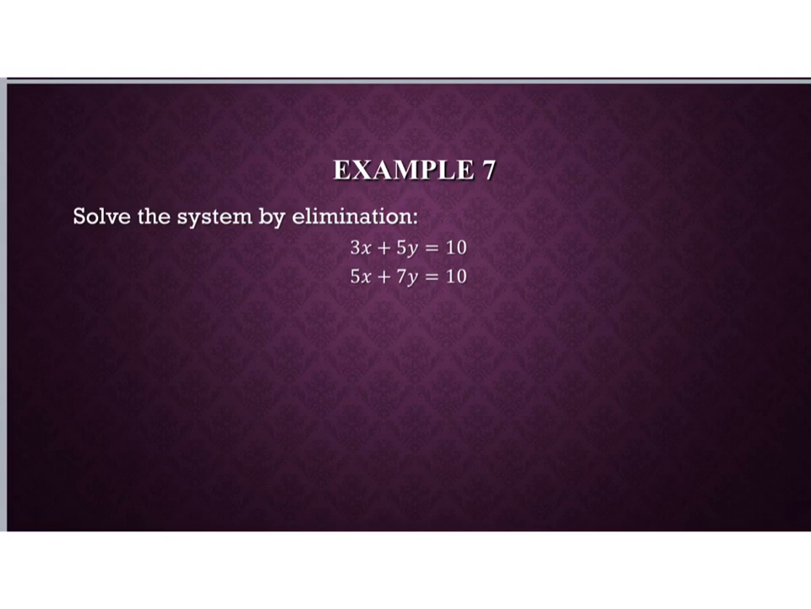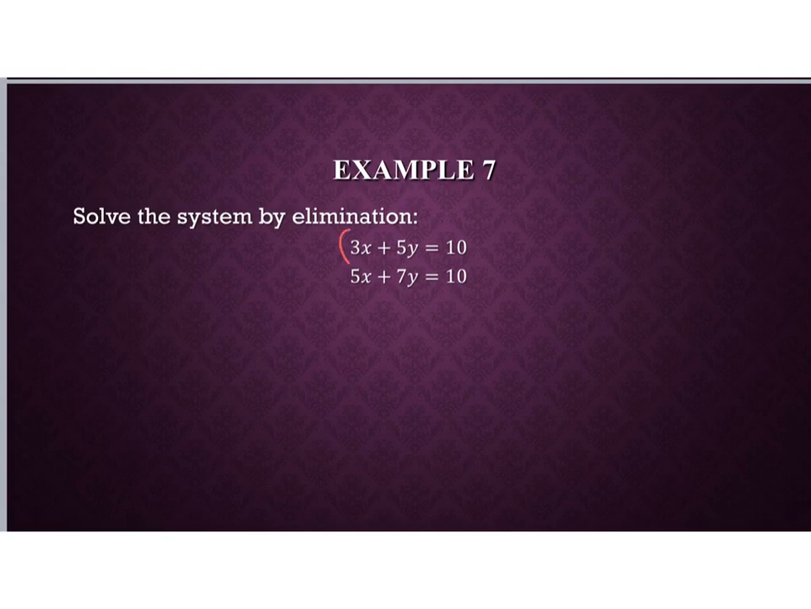For my last example, I have 3x plus 5y equals 10, and I have 5x plus 7y equals 10. Now here, both x's have positive coefficients. Both y's have positive coefficients. They're both different numbers, so I'm going to have to multiply both equations by something to make the x's the same or the y's the same, and I'm going to have to make one of them negative. So for me, I'm just going to go ahead and try to cancel out the x's because I'll have smaller numbers, but it really doesn't matter which route you go.